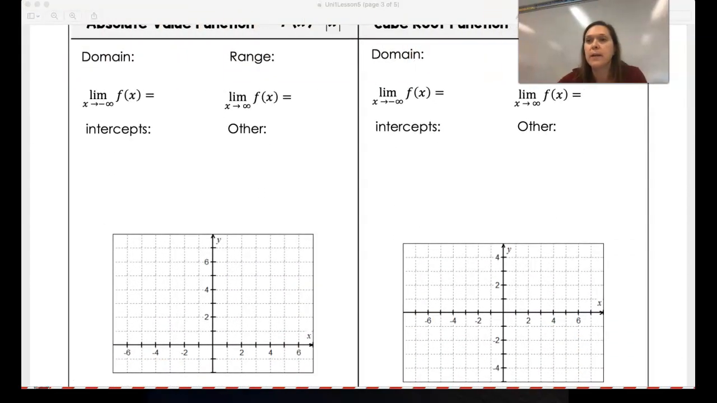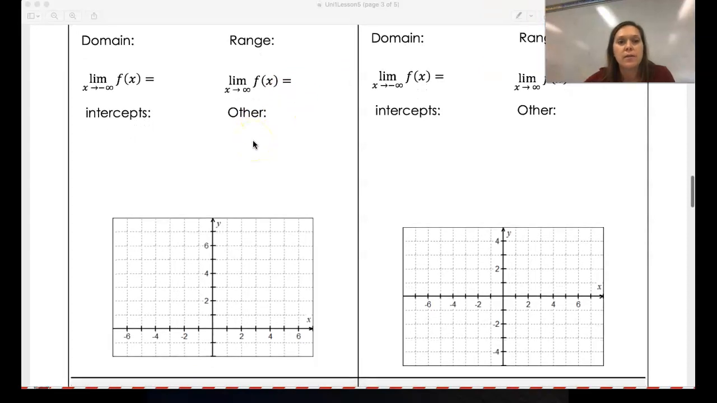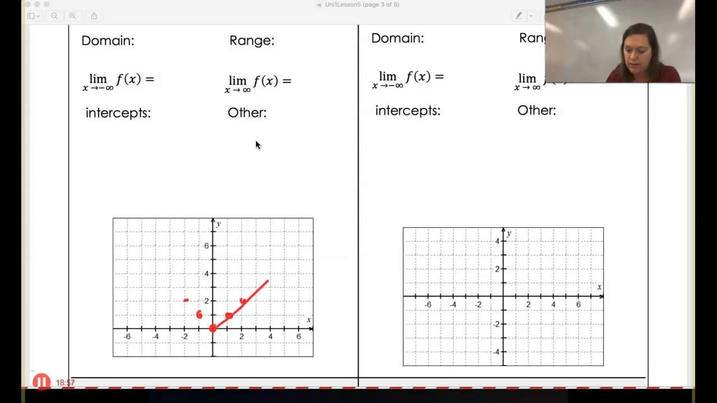Absolute value. Domain range, what does the graph look like? So absolute value, we should be pros with that, especially since we just put them into piecewise. So 0, 0, 1, 1, 2, 2. So we have the positive version and the negative version. Hopefully yours is actually more accurate than mine. Okay, so 0, 0. So what's my domain? All real numbers.